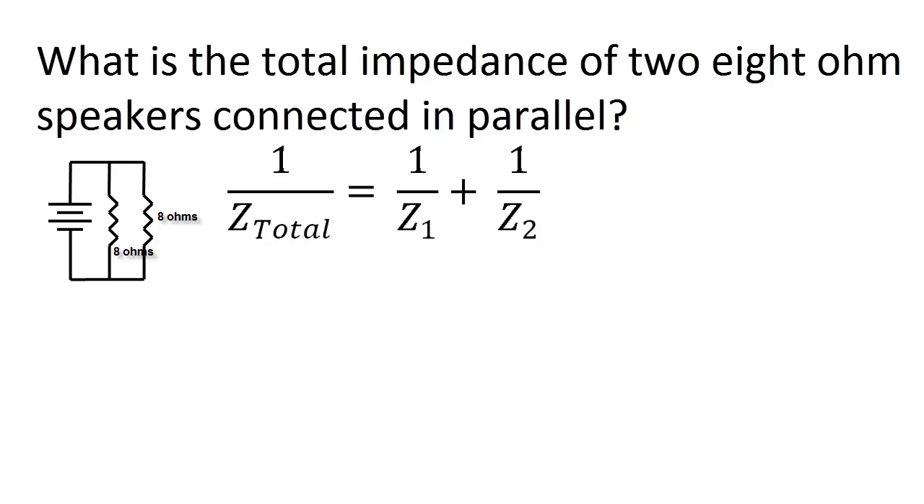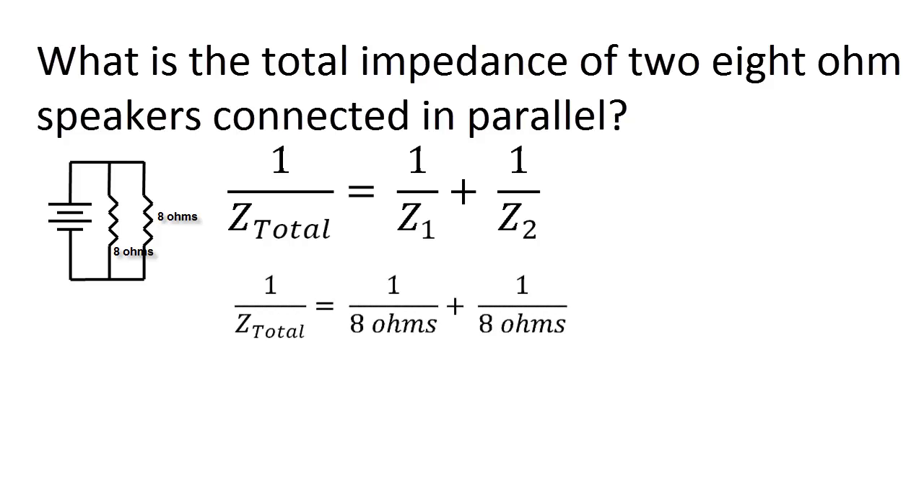Don't let the fractions fluster you. Take the problem one step at a time. I will substitute 8 ohms for each of the impedances. The fractions on the right side of the equation have a common denominator, so I can add them together. 1/8 plus 1/8 equals 2/8. Rewriting the equation after calculating something like this will help reveal the next mathematical step and prevent you from making errors. Now I see that 1 over the total impedance equals 2 over 8.